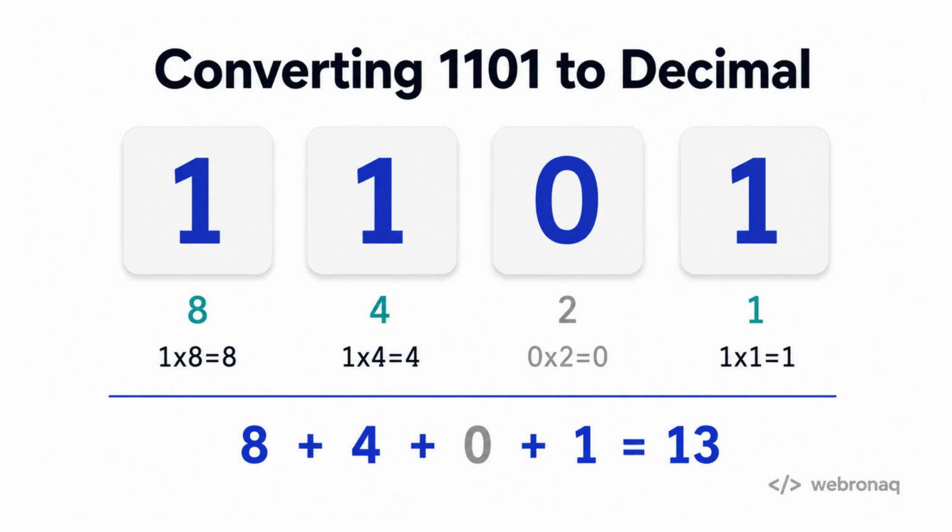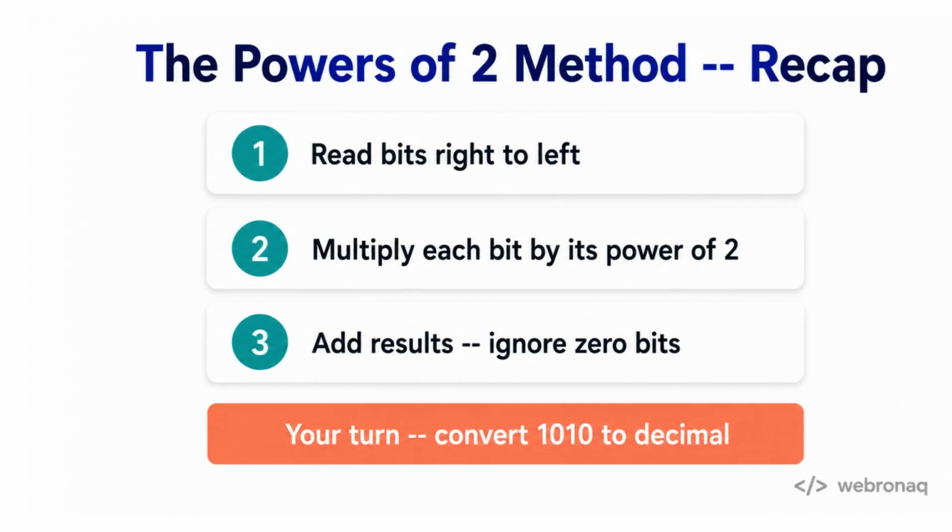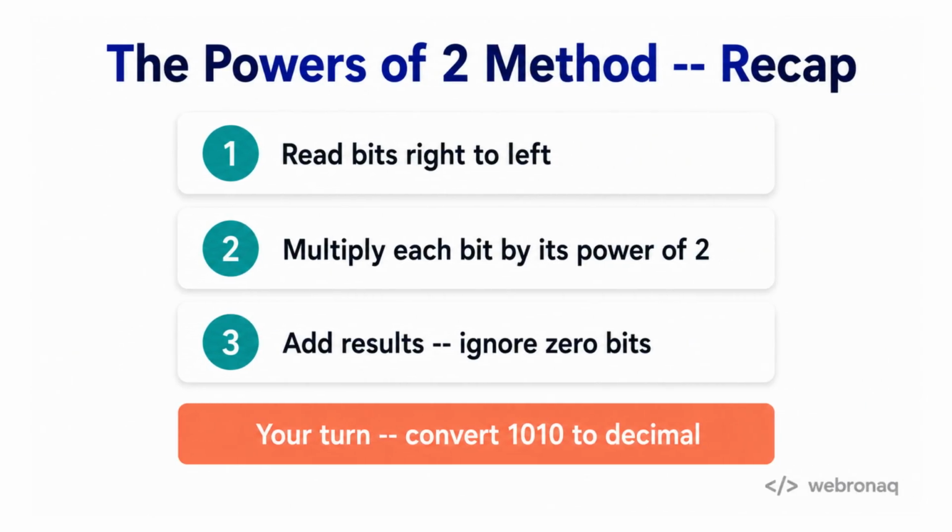Notice how only the positions with a 1 actually shaped the answer. The 0 bit was invisible. Alright, let's bring it all together. The powers of 2 method comes down to 3 repeatable steps.